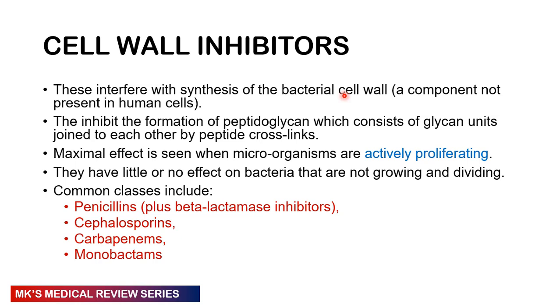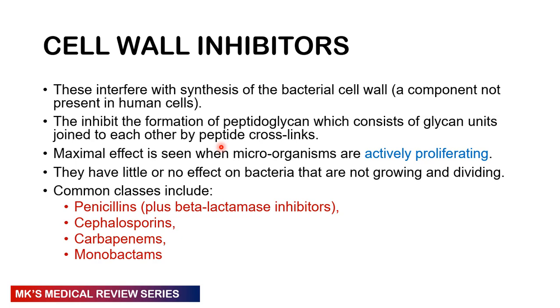Then, of course, how do these work? They're pretty much going to be inhibiting the formation of the peptidoglycan, which consists of glycan units joined to each other by peptide cross links. So this shouldn't be sounding like Greek to you. In short, they pretty much inhibit the synthesis of the cell wall. Remember that the cell wall is what offers the bacteria protection against osmotic pressures, from it being killed when water flows into it.